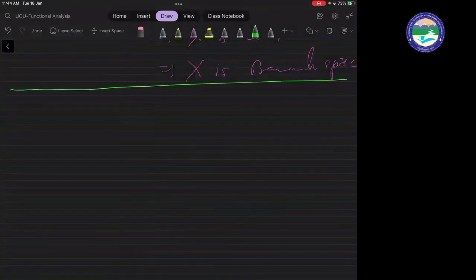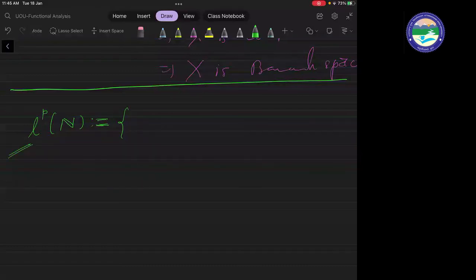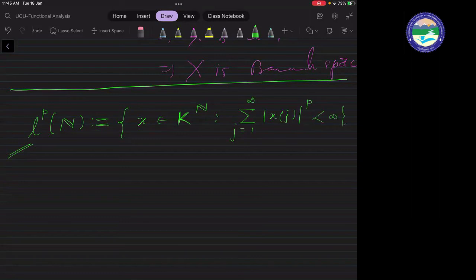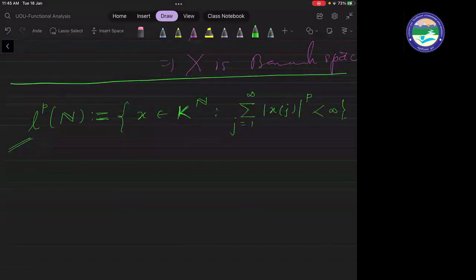Now define this set. Let us denote the set. इस set के बारे में पढ़ा आपने पहले, lp space metric space में पढ़ा होगा. This is the set of all sequences in K such that this series converges, the sum of |xj| to the p, j from 1 to infinity, is finite. तो पहले हम देख लेते हैं ये क्या है. ये simple एक notation है, इसका meaning समझते हैं.